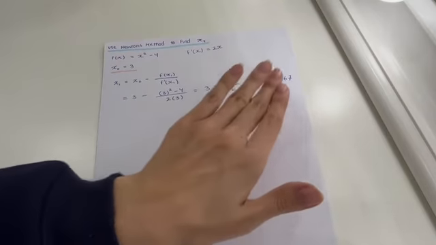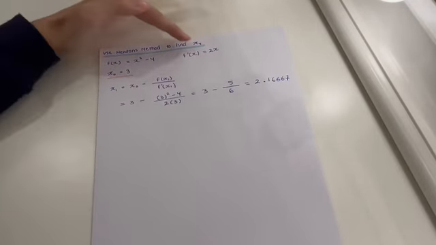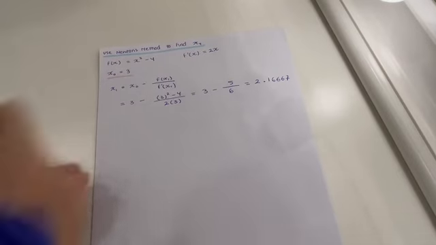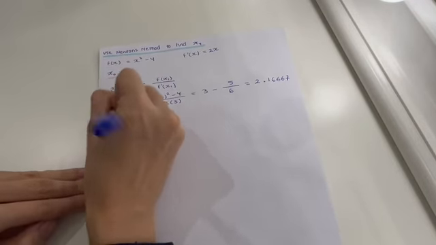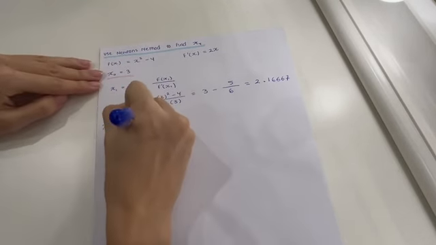So after we've gotten this number, we are going to do x of 2, because we are supposed to go all the way to x of 4. So we're going to write x of 2 equal to, this time it's not x of 0, it is x of 1.